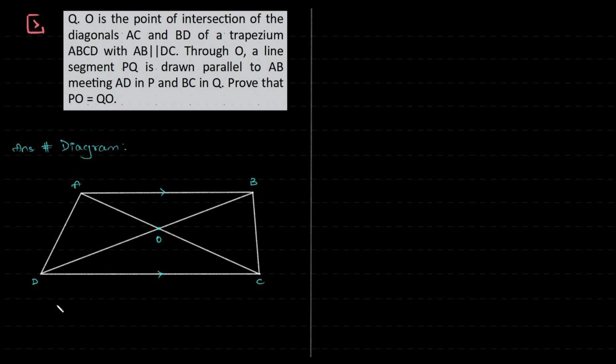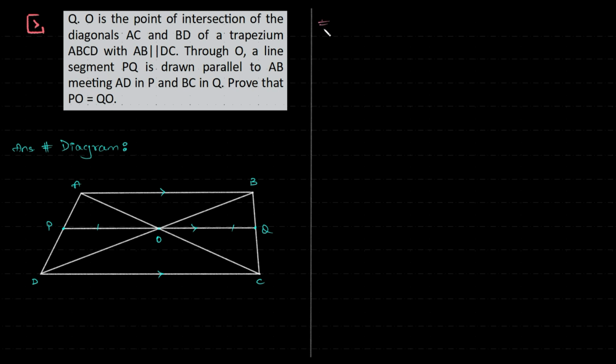Through O, line segment PQ is drawn parallel to AB. So we have something like this. We have PQ, which is parallel to AB, so by default it's parallel to DC also. Let's start off by writing what is given, and also what we have to prove. We have to prove that this length is equal to this length. It looks to be so in the diagram. Basically, O is the midpoint of this particular line.